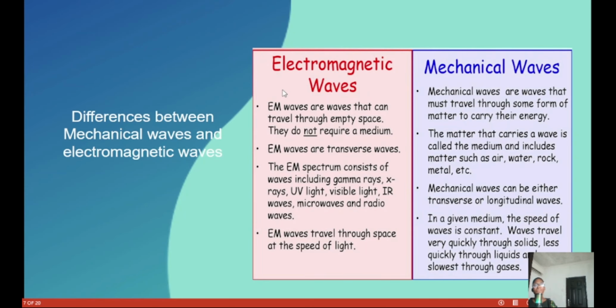So let's quickly talk about the differences between mechanical waves and electromagnetic waves. Just as I've explained in the previous slides, the major difference between the two is the fact that one requires a material medium for its propagation, while the other does not. So mechanical waves require a material medium, electromagnetic waves do not. Electromagnetic waves travel at the speed of light. It's just like the way the rays of the sun reach us without any material medium. So light waves are electromagnetic waves because they do not require a material medium before they get to us. So they can pass through a vacuum.